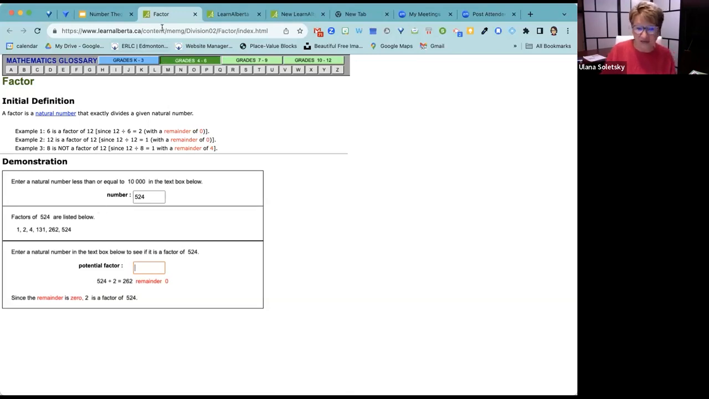If they have this link, they can also check for factors. But I don't want them to go into this and use this right away, because then it just gives them all the answers. We want them to go there after they know how to find factors. They can go here to check, did they find all the factors? It's a great little thing that you can use.